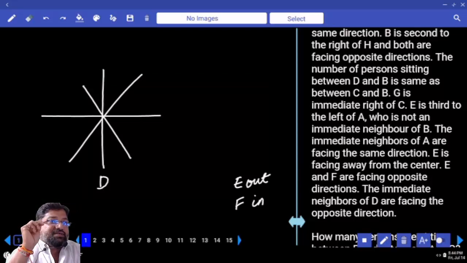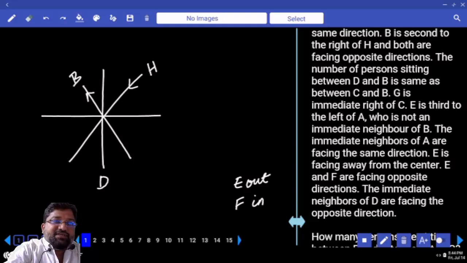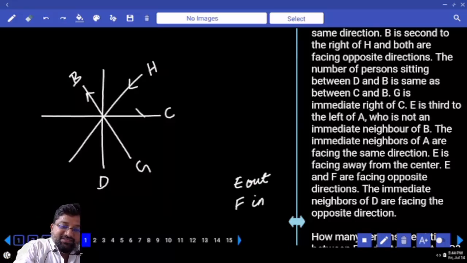Understood? Yes or no? So now first, this is H, second right B. B and H face opposite directions. The number of persons sitting between D and B is same as B and C. Sure, this is C. What is the point here? G is the immediate right of C. Until C should be facing away from center.